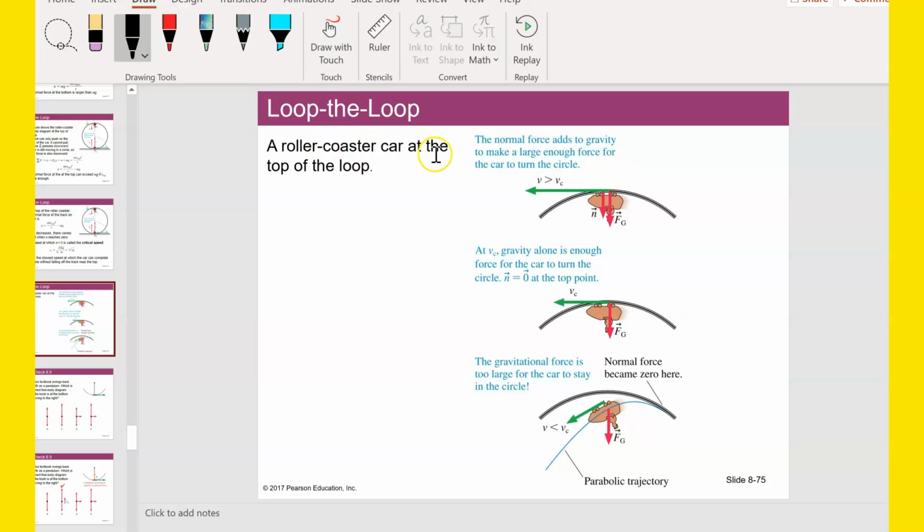Okay, roller coaster at the top of the loop. Normal force adds to gravity to make it a large enough force for the car to turn the circle. At the critical velocity, gravity alone is enough force for the car to turn the circle. If the speed is not enough, the gravitational force is too large for the car to stay in the circle, and it's going to fall.